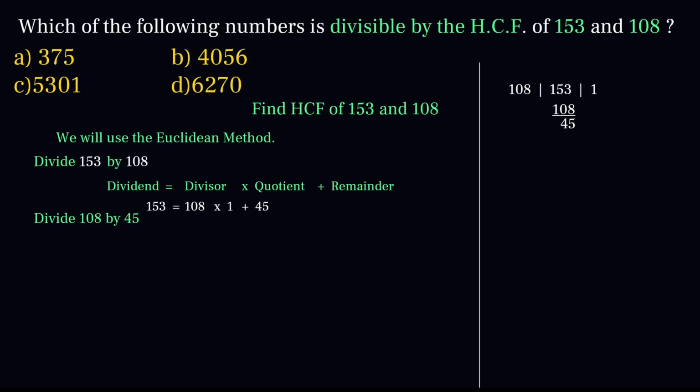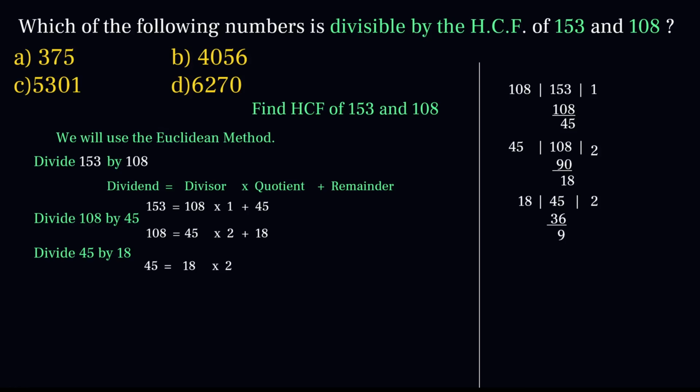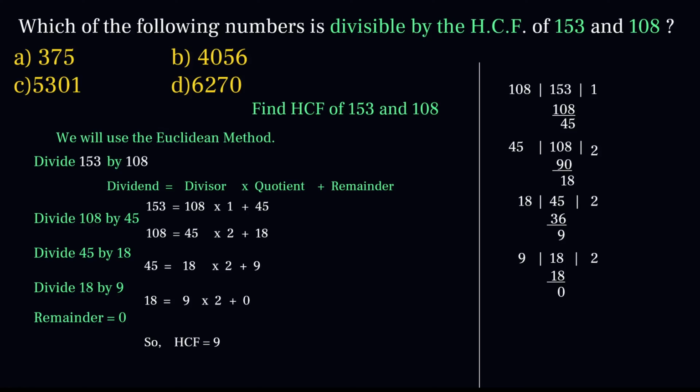Now we need to repeat this process, which is to divide 108 by 45, which is the remainder. That will give me a remainder of 18. Same process, divide 45 by 18. That will give me a remainder of 9. Now we need to divide 18 by 9. Now 9 times 2 would be 18. That leaves a remainder of 0. So HCF would be equal to 9.